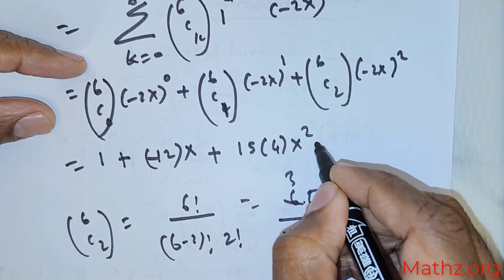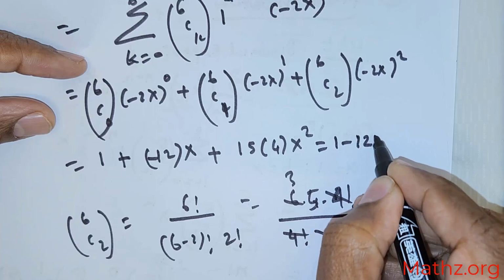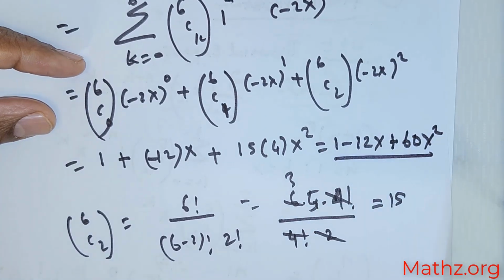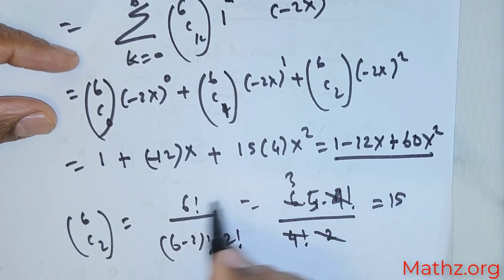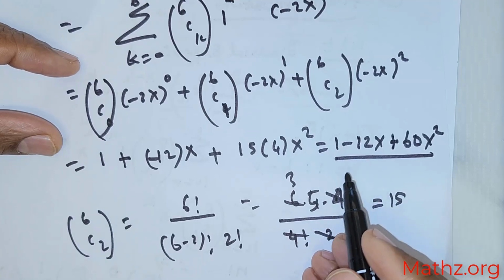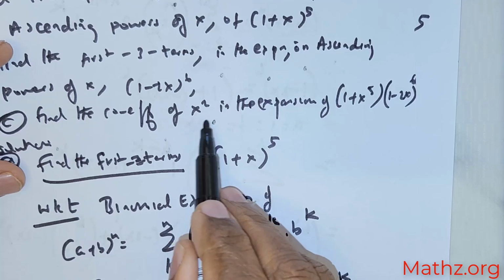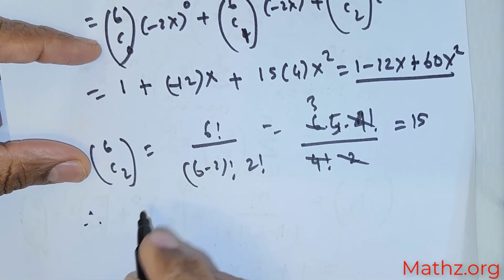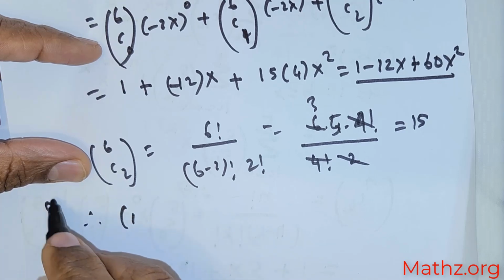So if you were to rewrite this, this will give me 1 - 12x + 60x squared. Okay. Now this is part B, so part B solution ends here. Now we are asked to find the coefficient of x squared in this expansion. Okay. So therefore part C is what?